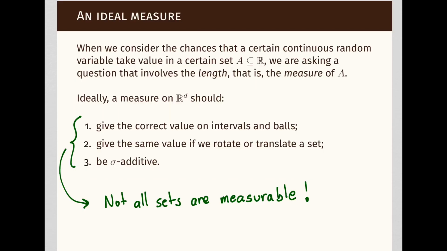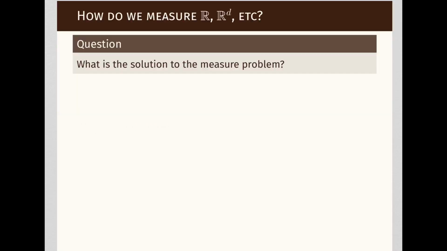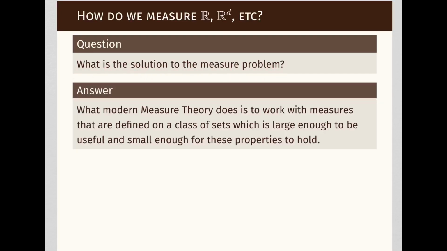So this example, as well as the previous one, the Banach-Tarski paradox, what do they show? They show us that if we want a measure that will satisfy these three properties that are non-negotiable, then necessarily we'll have sets which are not measurable. This is called the measure problem. So what is the response that we have for the measure problem? What is the solution? And the answer is the following.